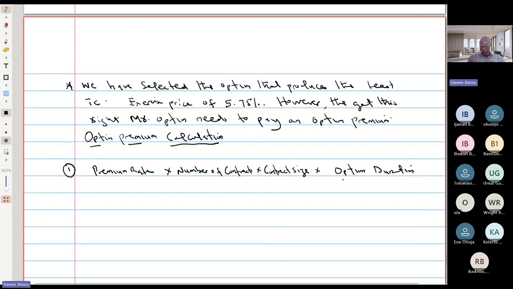Divided by the number of months in a year, which is 12. So that's our first formula. Let's plug in the values quickly in our first formula.